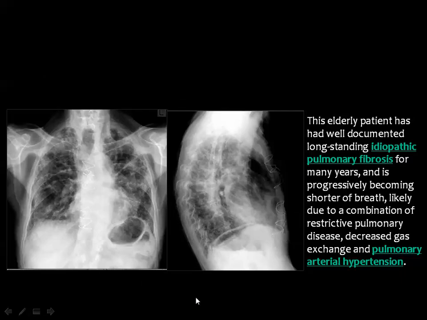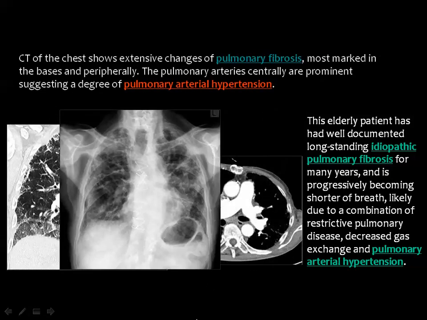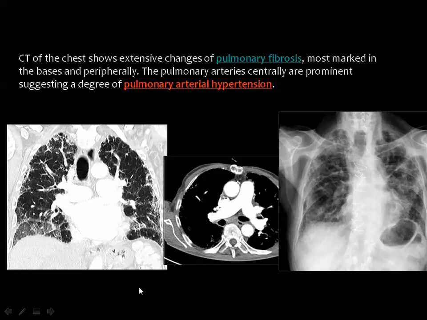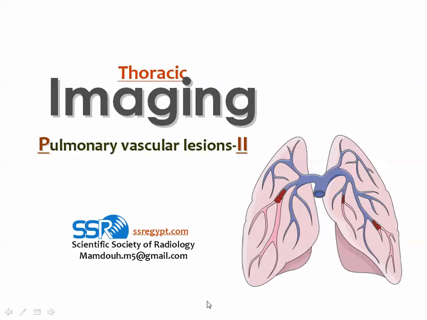Patients with diffuse pulmonary fibrosis or emphysema or any of the interstitial long-standing lung diseases may develop pulmonary arterial hypertension because of the fibrosis around the peripheral vessels. And at that time, if you have a pulmonary angiogram, you can see that the pulmonary artery is dilated, and also you can see dilatation of its central branches, and this is one of the causes of pulmonary arterial hypertension.